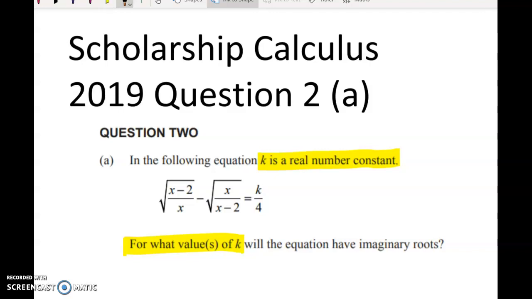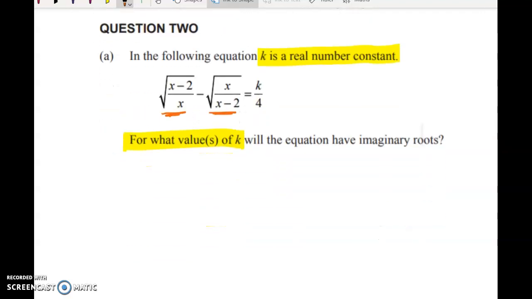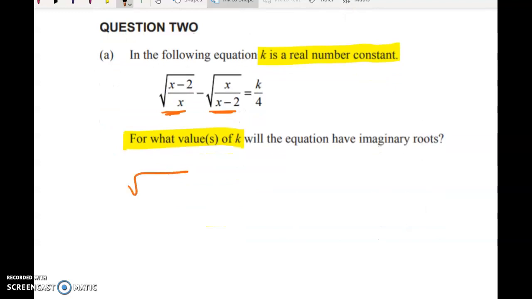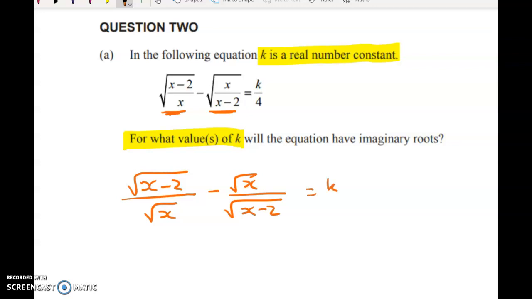This question, again, there are a couple of ways to do it. Have a look first and think that you could either square both sides, which is going to get into quite a mess, or you could just do year 9 fractions on this. The simplest way to do that is just to rewrite it like this, as root x minus 2 over root x, minus root x over root x minus 2, equals k over 4.